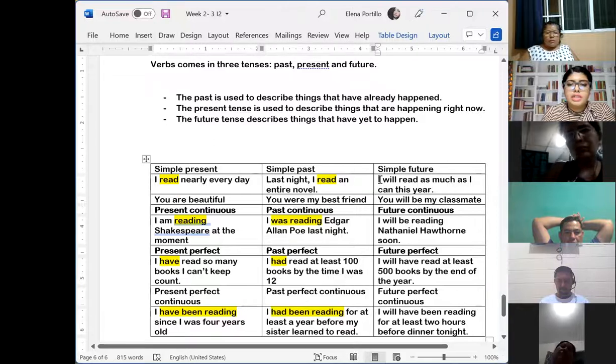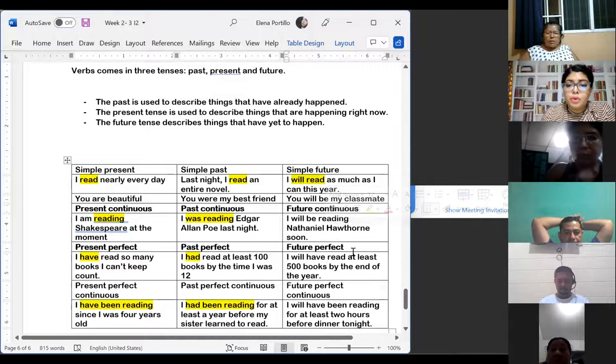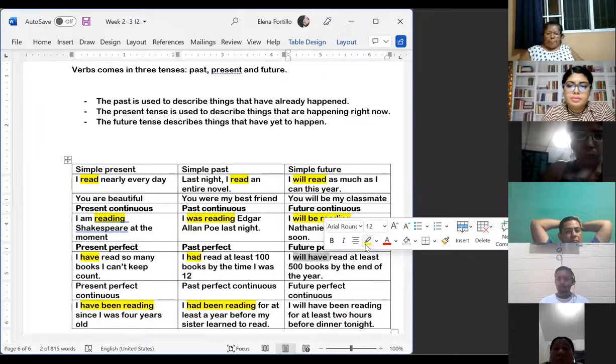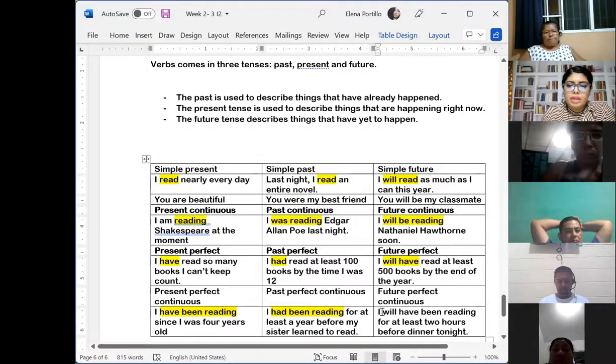And also in future, this is the structure because we are going to use the auxiliary for the future actions. We'll be reading, we'll have been.